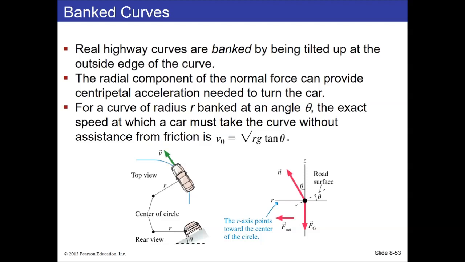But anyway, the value that I have listed right here, and I'll show an example in a little bit, is this: if you have a banked road of radius r, and the bank angle is theta, then the speed at which the car goes when you don't need any static friction is equal to the square root of r g tan theta. Okay, so that's if you don't need any static friction to do this, right? So let's look at situations where you do need it.